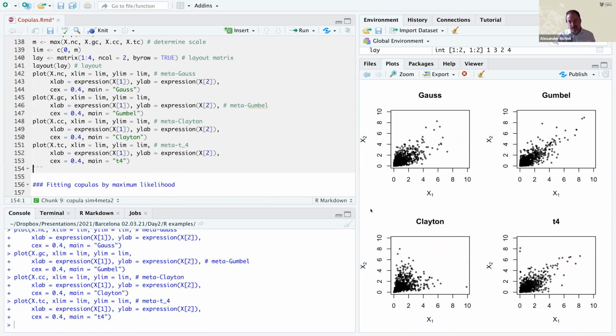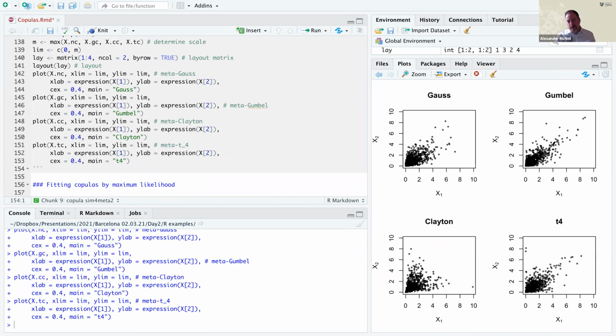So now I have a model which has a Gauss copula and standard exponential margins. Might have a use in credit risk modeling, for example. Same thing for a Gumbel copula with exponential margins. You notice that you have more joint extreme values here with the Gumbel than you do with the Gauss or with the Clayton. The T4 also has quite a few joint extreme values.